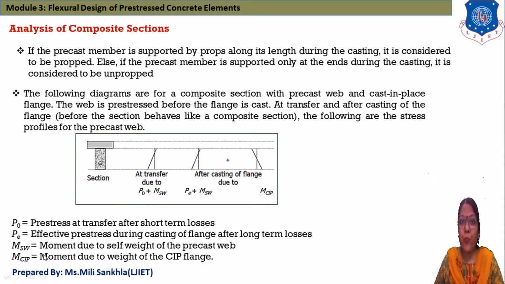What is MSW? MSW is the moment due to self-weight of the precast web. And MCIP is the moment due to weight of this CIP flange. This flange is cast in place. Here we use two terms: precast and cast in place, cast in situ. This flange is cast in situ and this web we take as precast; the moment due to this web is MSW, and the moment due to this flange cast in place is MCIP.